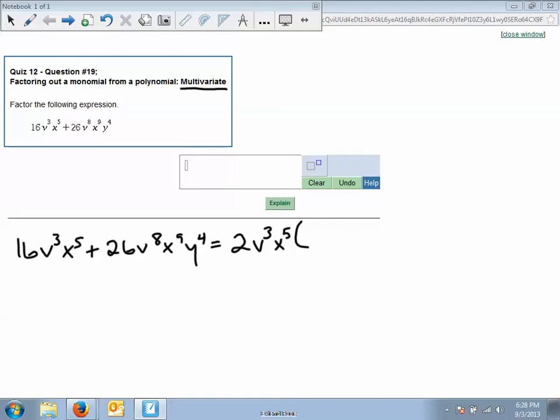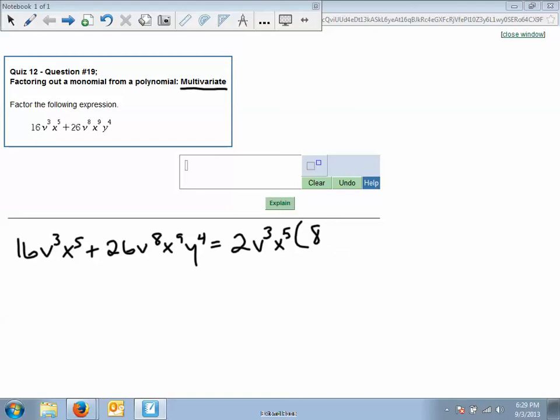So now what we need to do is figure out what is left once we factor out the 2v to the third x to the fifth. When we take 16 and divide that by 2, we get 8. Then v to the third we're factoring out and x to the fifth will cancel out when we're dividing. v to the third divided by v to the third gives us 1, and x to the fifth divided by x to the fifth gives us 1. So all we have left is 8.